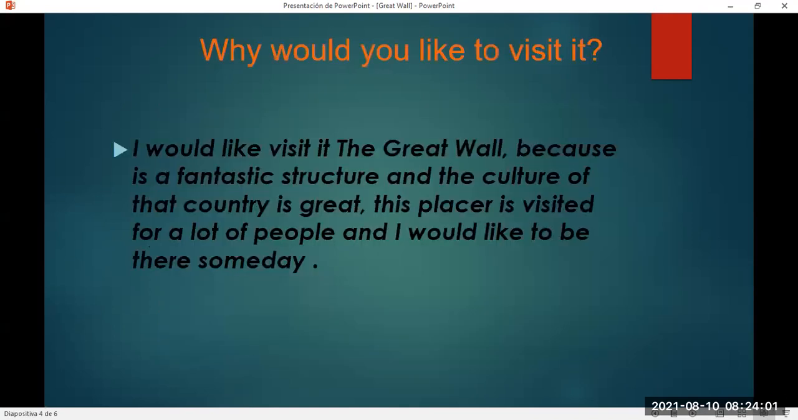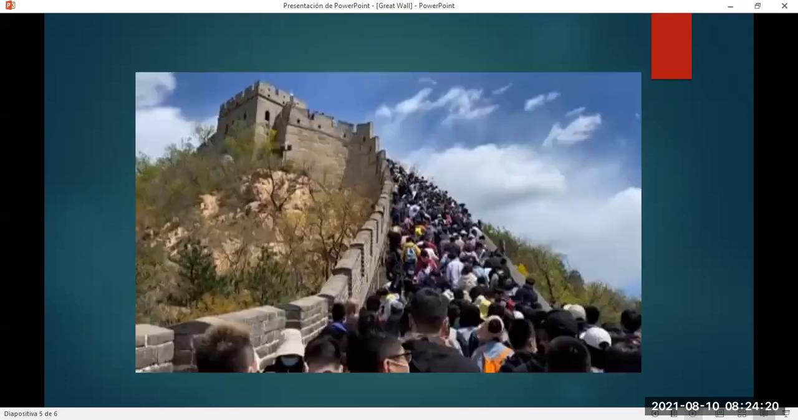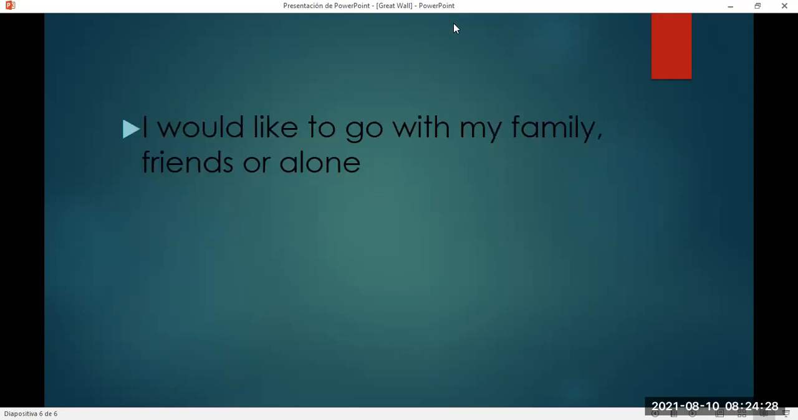Why would you like to visit it? I would like to visit the Great Wall because it's a fantastic structure and the culture of that country is great. This place is visited by a lot of people and I would like to be there someday. I would like to go with my family or friends or alone. Thank you.